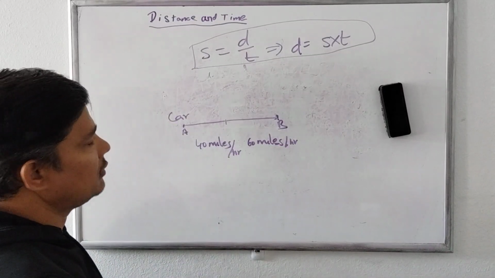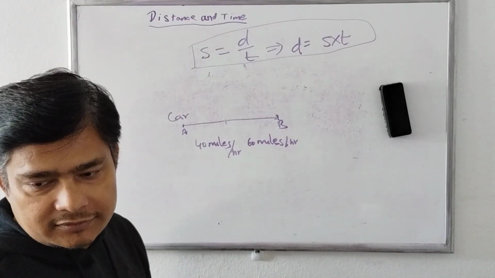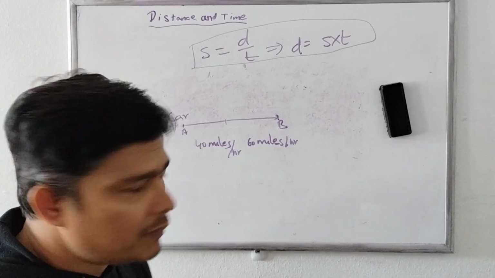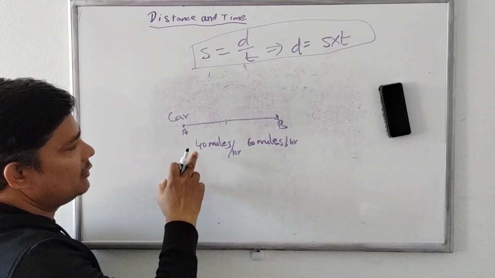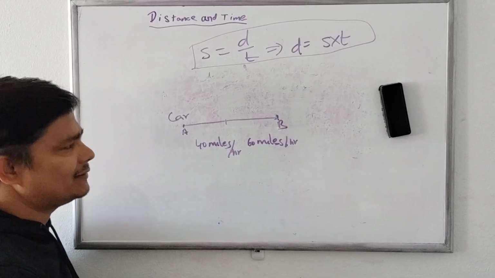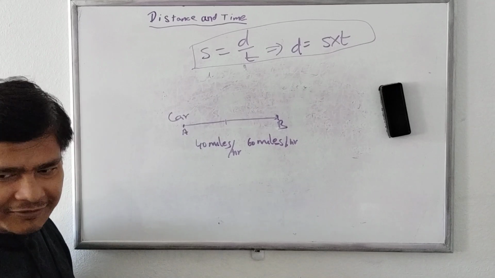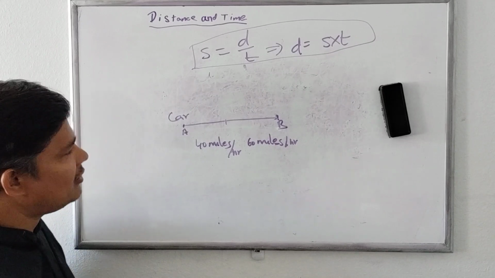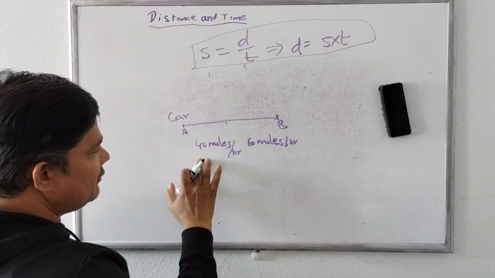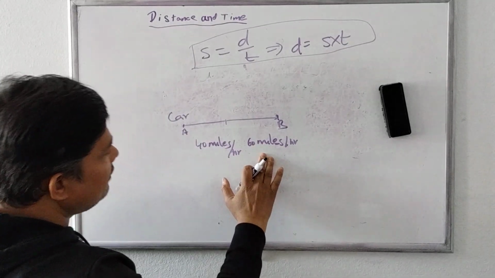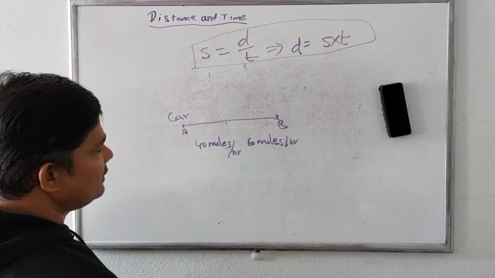So let's say you have to find the average speed of the car. How will you find it? You will say, okay, it's 40 and 60, 40 plus 60 divided by 2. Is this the correct answer? No, it's not correct. So how are we going to find the average speed of this car if we are given just 40 miles per hour for the first half of the distance and 60 miles per hour for the second half of the distance?